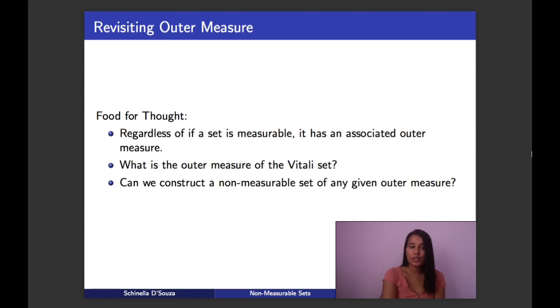This leads to the question of if there is another way to construct a non-measurable set of any given outer measure. There's actually a way to do this if you're willing to say something about the choice function, but I'll leave that to you to ponder.